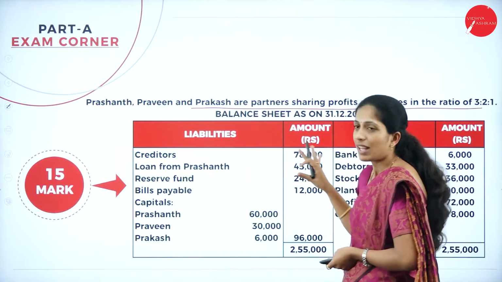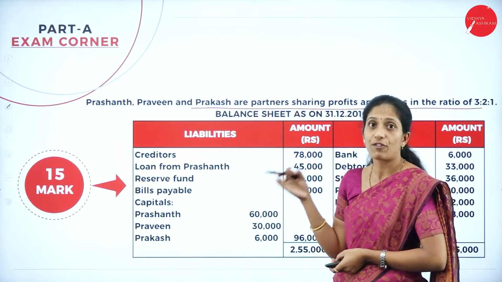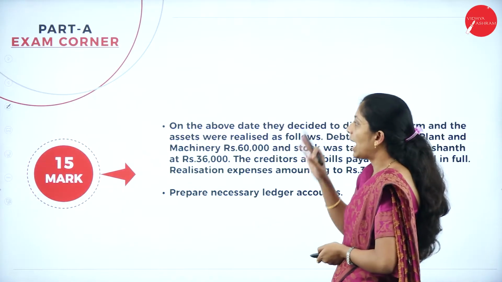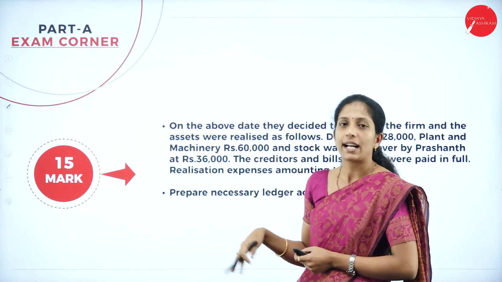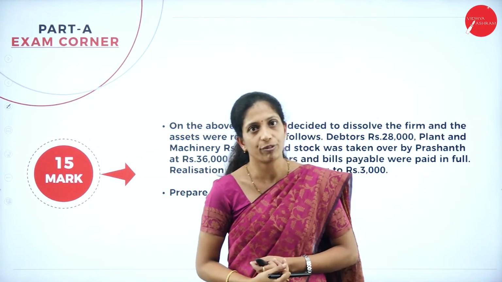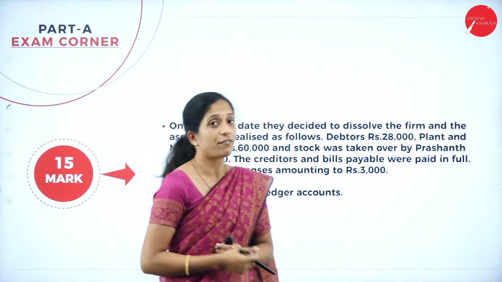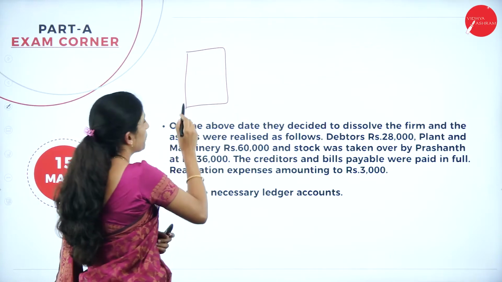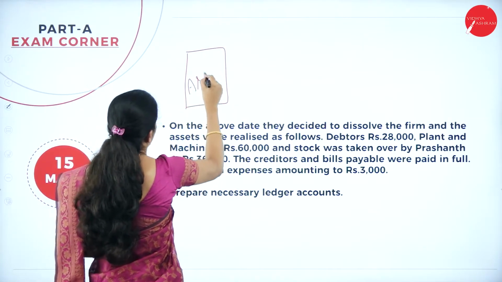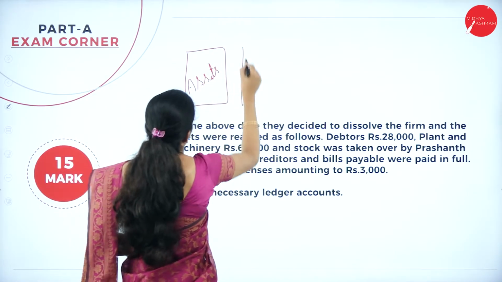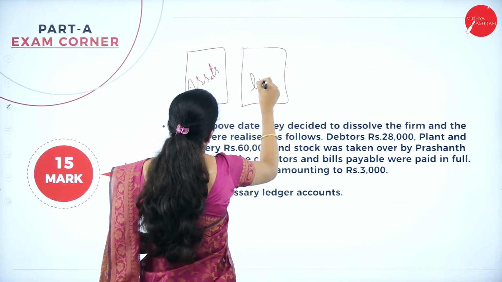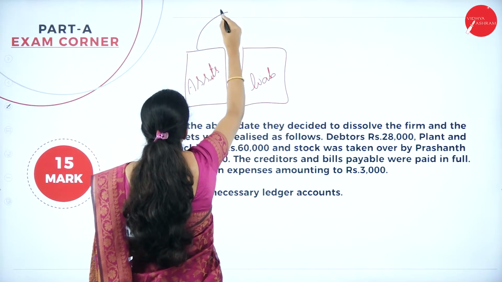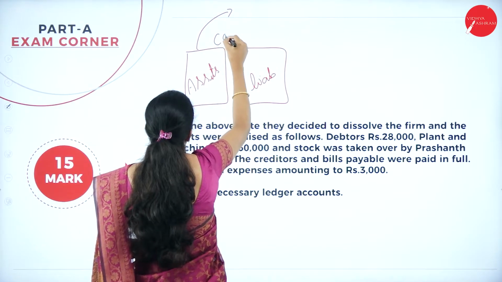So here they have given a balance sheet, that is before the dissolution of the partnership firm, and in the adjustment they have told that they are going to dissolve the partnership firm. So during the process of dissolution, I have already told you, in realization account you will bring all the assets together. Next, you will bring all the liabilities together. Next, you will sell these assets. So when you sell, you will get the cash.